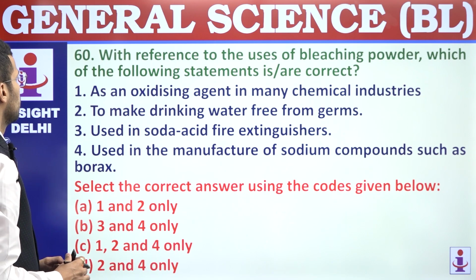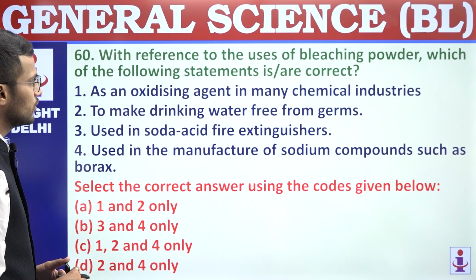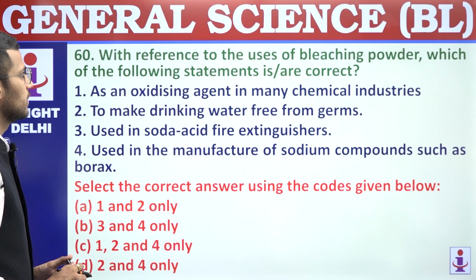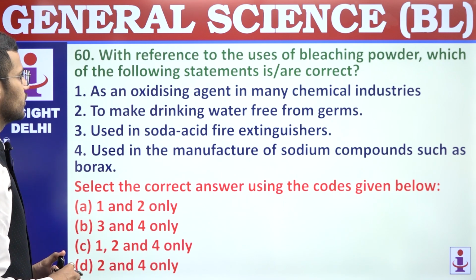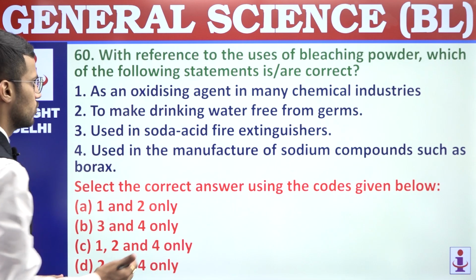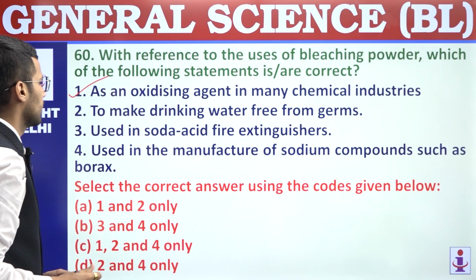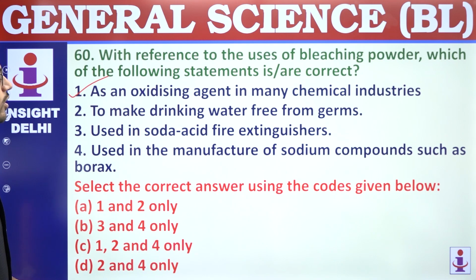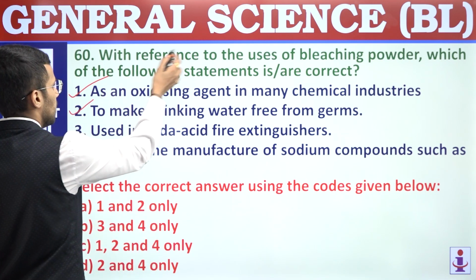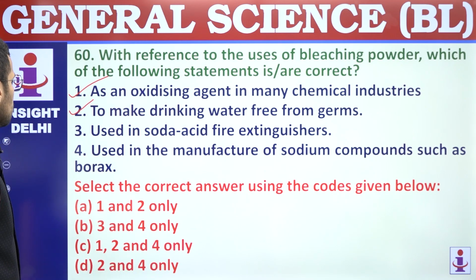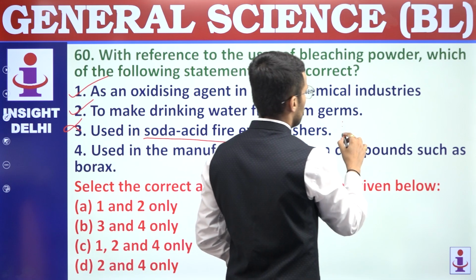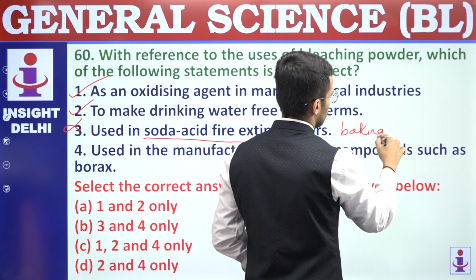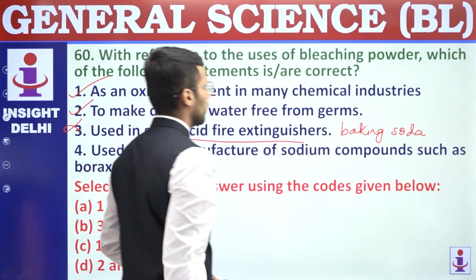Next, 60. With reference to the uses of bleaching powder, which of the following statements are correct? First, as an oxidizing agent in many chemical industries. So bleaching powder can be used as an oxidizing agent. Second, to make drinking water free of germs, and that's why it is called bleaching powder. Third, used in soda acid fire extinguishers. So this is incorrect because soda acid fire extinguishers use baking soda and not bleaching powder.